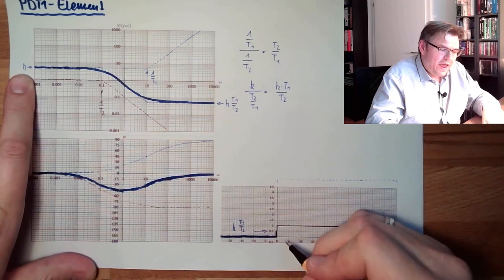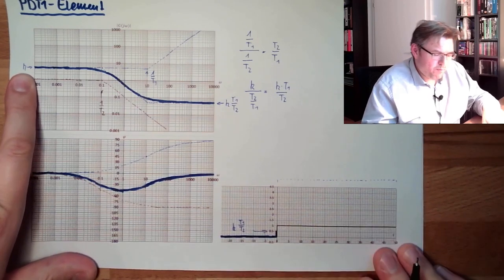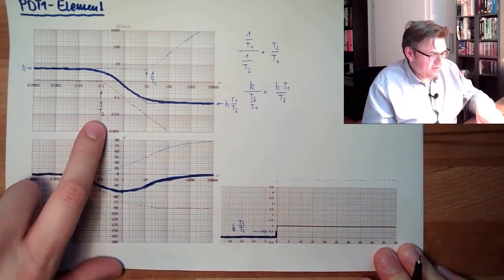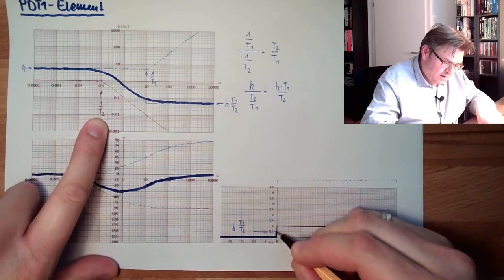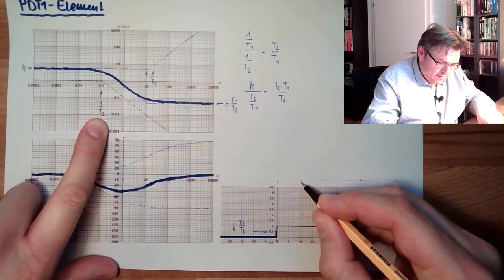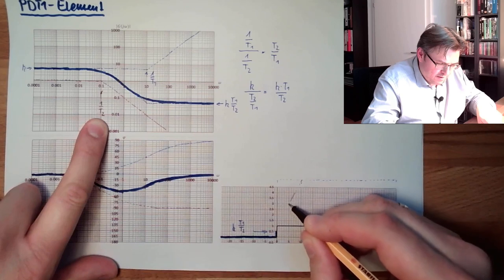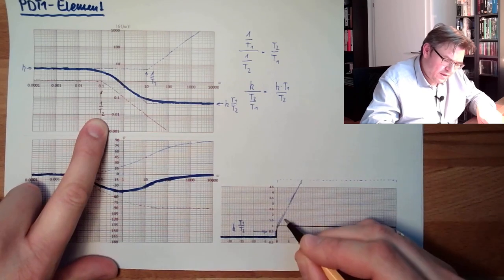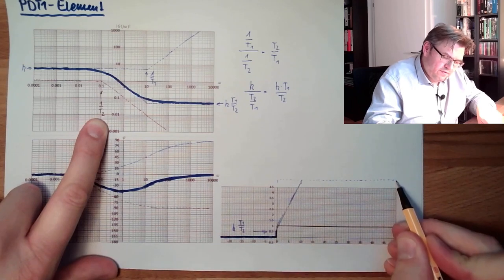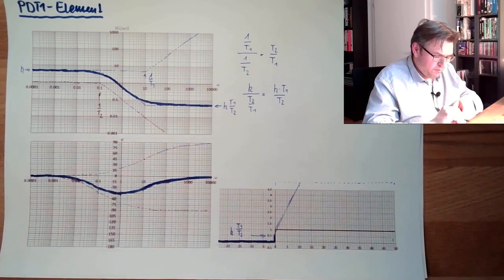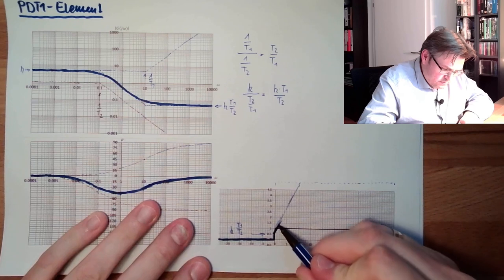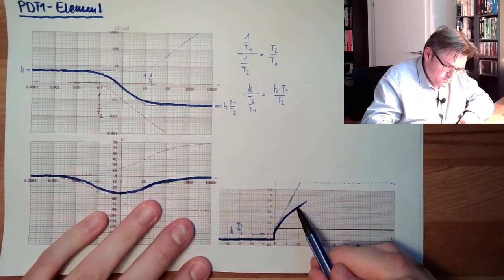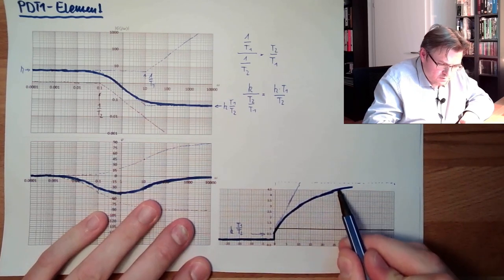Okay. And how fast do we approach this? Well, there is again this T2. T2 in this case is 10. So at 10, this is the time constant. So this is the starting tangent. And at 5 T, we are almost there. So it will look like this. Somehow.